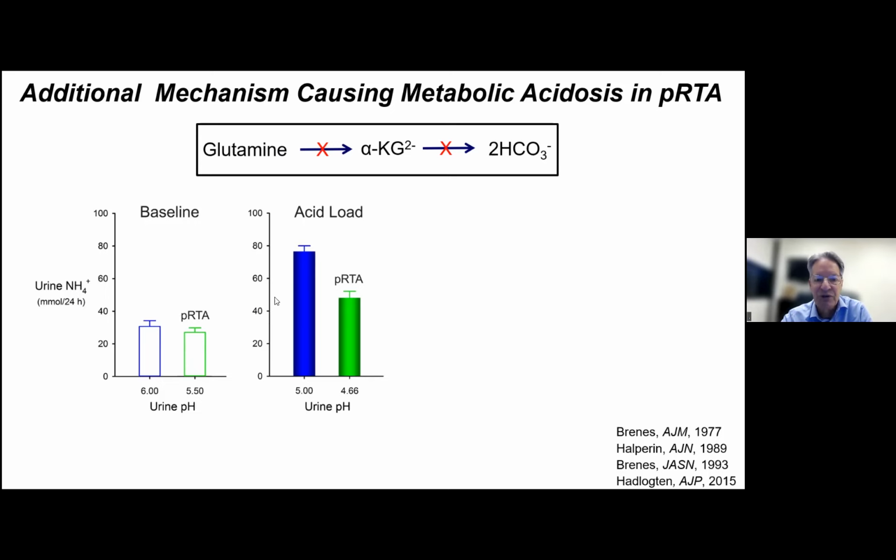And even more so, when they gave an acid load, you can give ammonium chloride to humans, and it generates a metabolic acidosis. It does so, by the way, because the ammonia that you're giving with chloride enters the liver in the urea cycle and consumes bicarbonate. That's how ammonium chloride creates a metabolic acidosis.